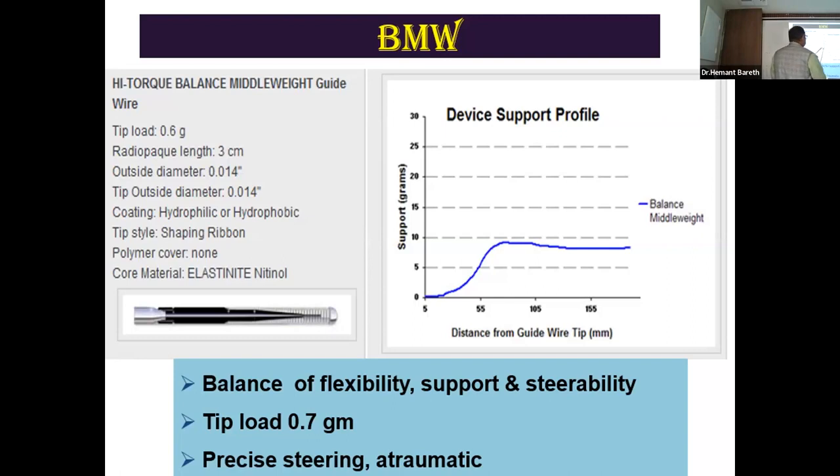So as you can see, the support is less than 10, it is about 8. Lateral support of a BMW wire is 8. So it comes in that category. Tip load is 0.7 for the Universal. It has got a good balance of flexibility and steerability, and a precise atraumatic tip.